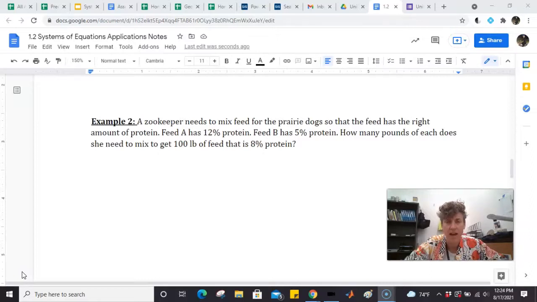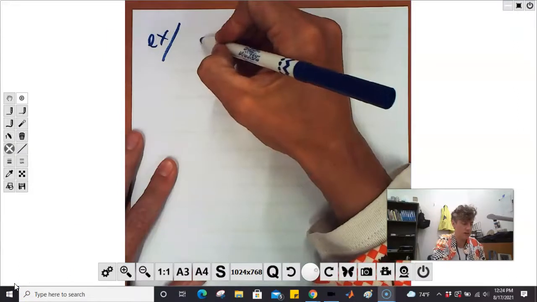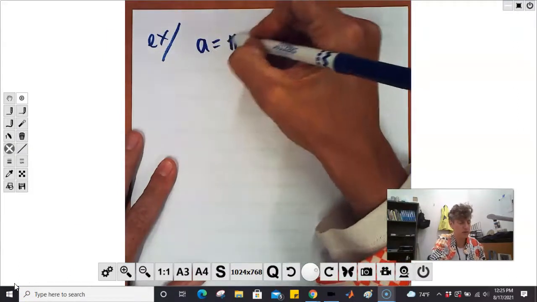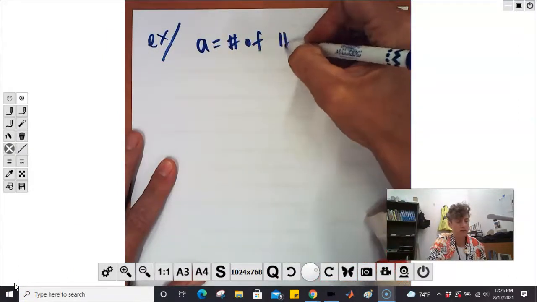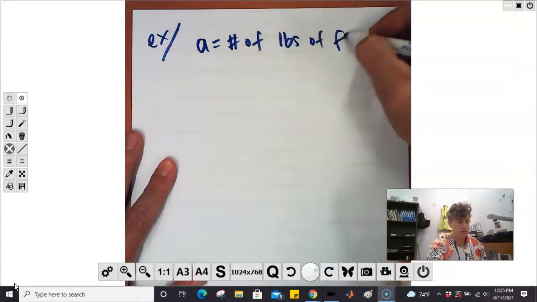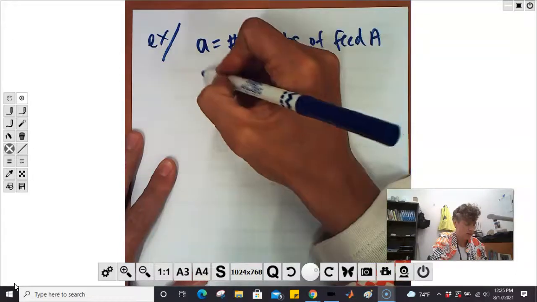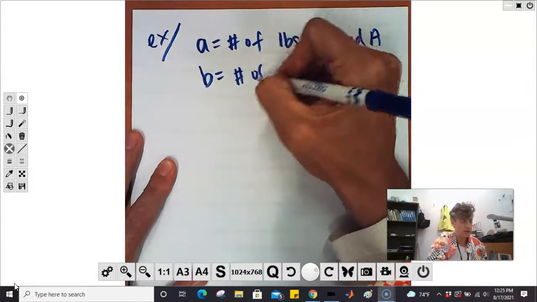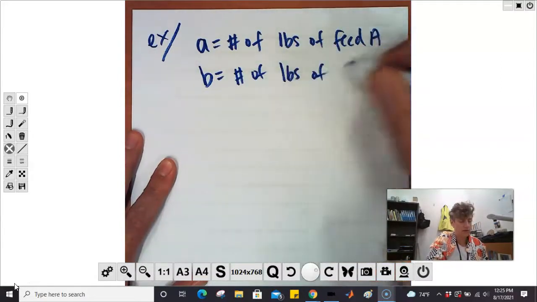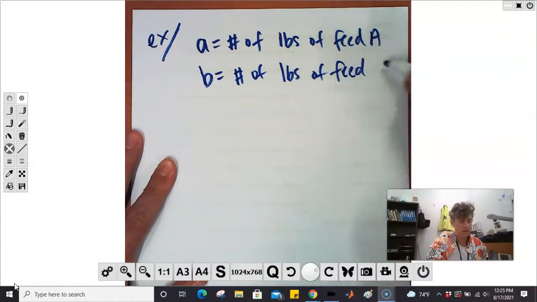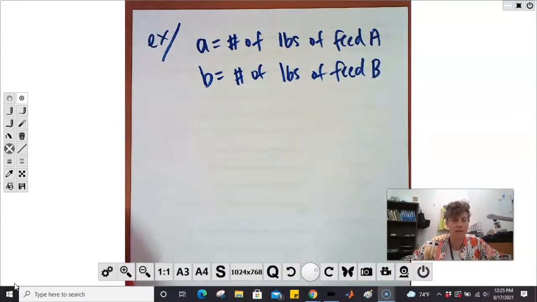We're looking for pounds of each, feed A and feed B. So let's make that our variables. Let's say A is the number of pounds of feed A and B is the number of pounds of feed B.